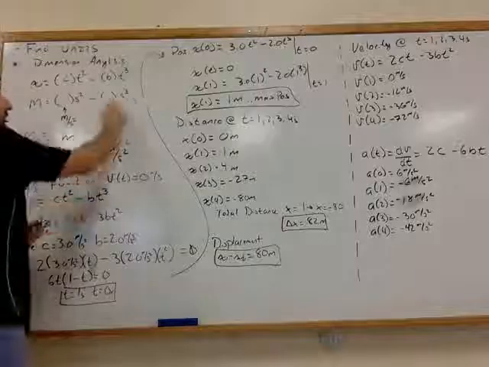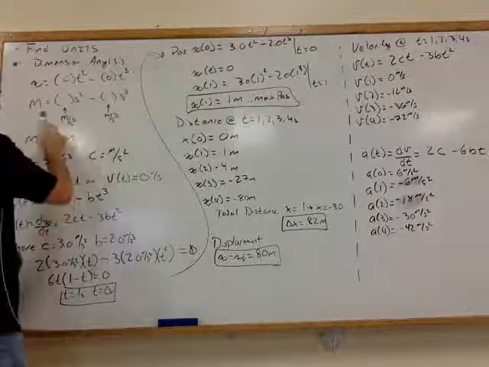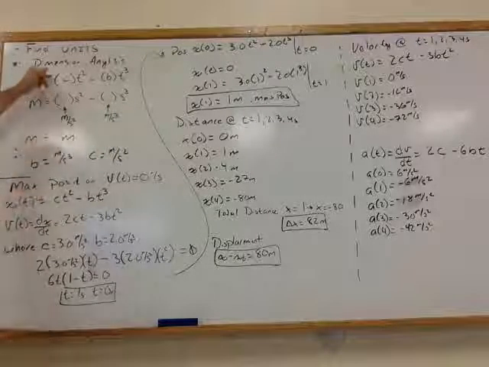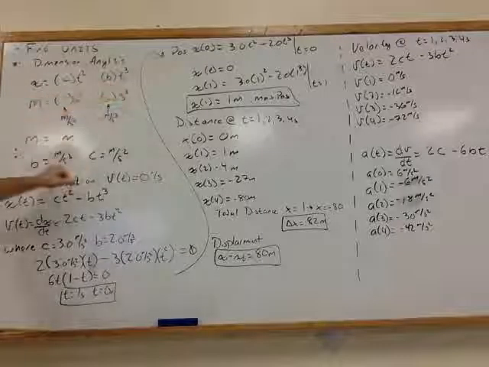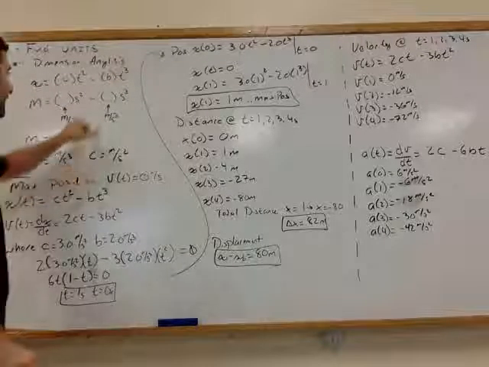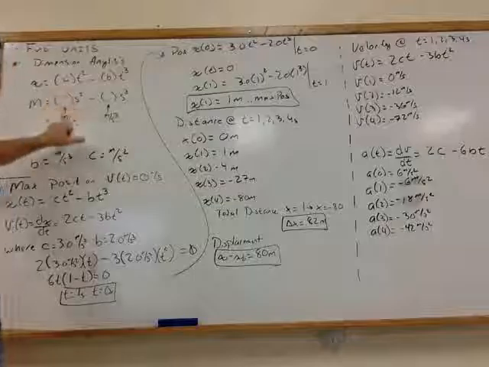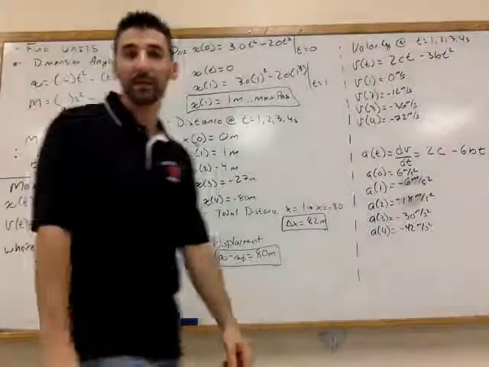So my seconds cubed and seconds cubed canceled. I'm left with meters, meters, and meters. So I know that b, which is this variable, is meters per second cubed. And I know that c, which is the first variable, has to be in meters per second squared.